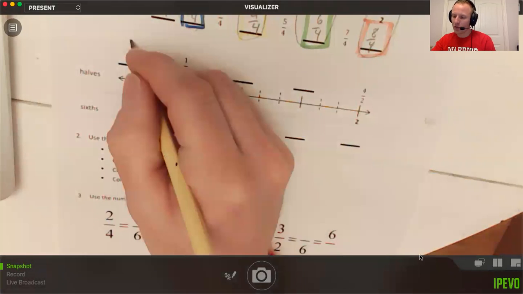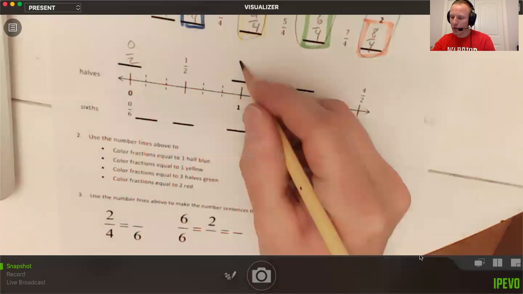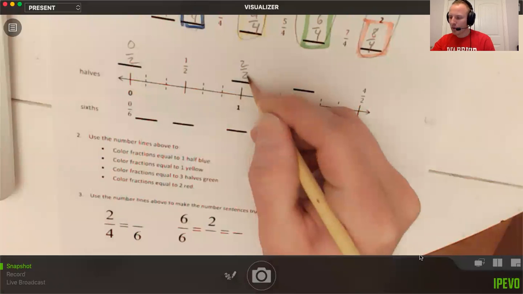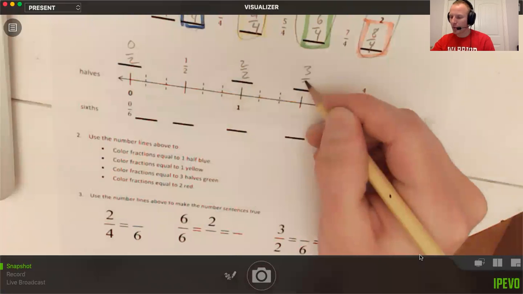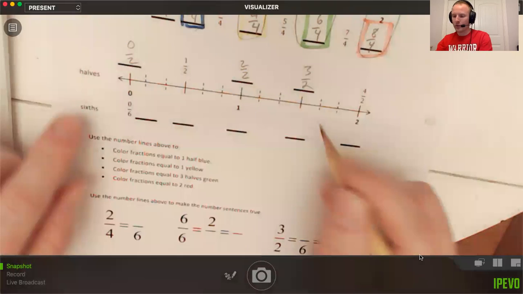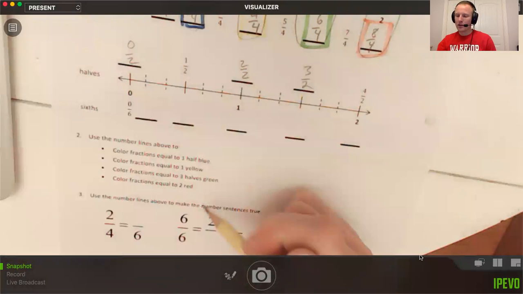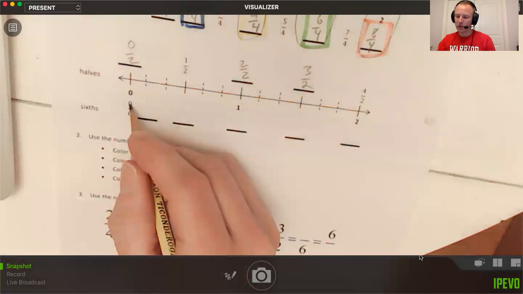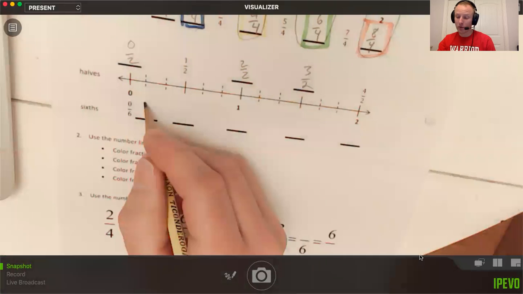So let's do halves again. We have 0 halves, 1 half, 2 halves, which we know equals 1, 3 halves, and 4 halves. Again, we took each whole and we split it in half. Now we're going to do 6 on the bottom. They've already started 0, 6, and marked them off for us. We just have to fill it in.